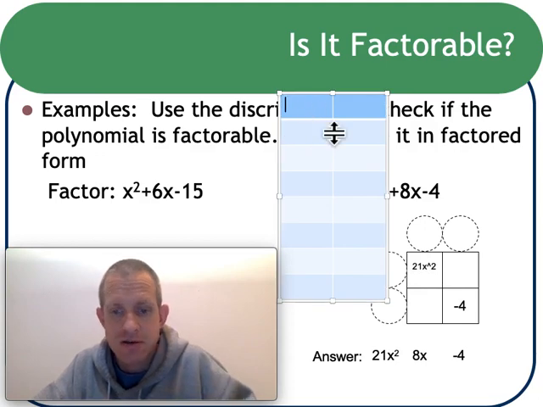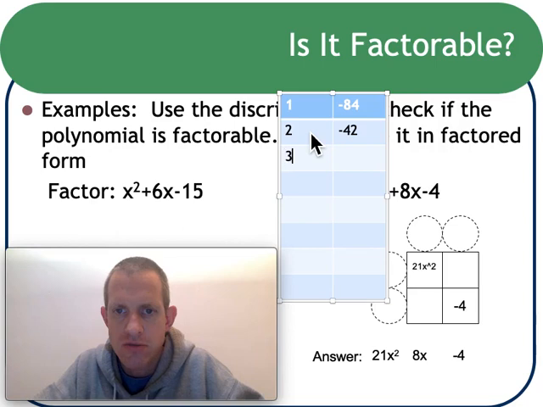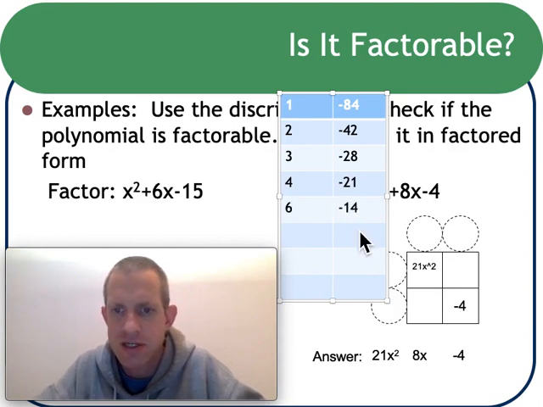So we've got 1 and negative 84. That adds up to negative 83, certainly not right. We've got 2 and negative 42, 3 and negative 28. We've got 4 and negative 21. It doesn't divide by 5 nicely, so I can skip that. We've got 6 and negative 14, and that's close. That adds up to negative 8. I need the opposite pairs, so we want a positive 14 and a negative 6. That's the combination of numbers I need.